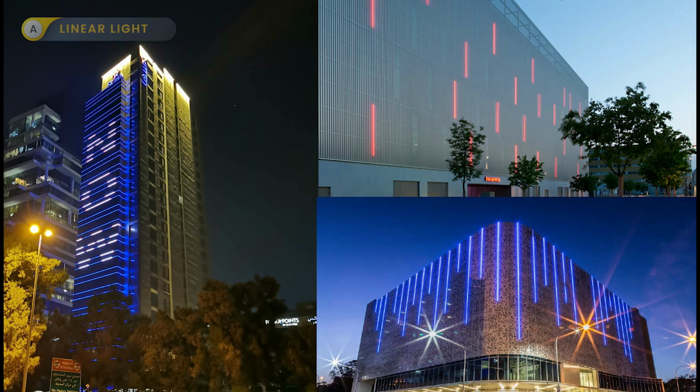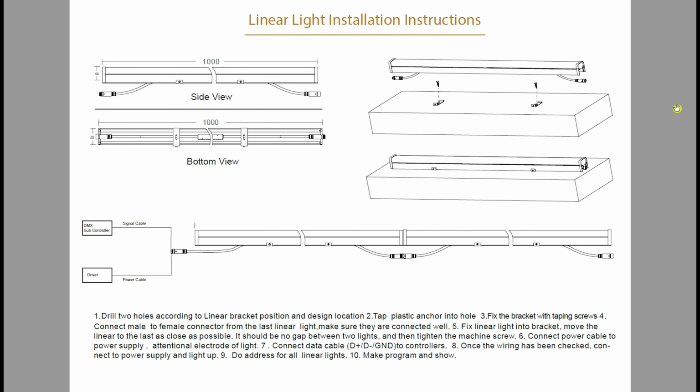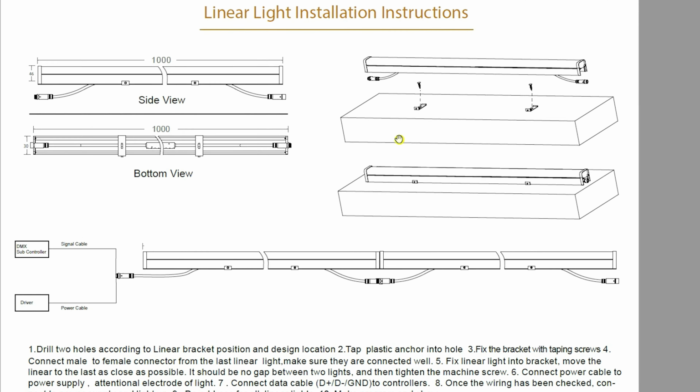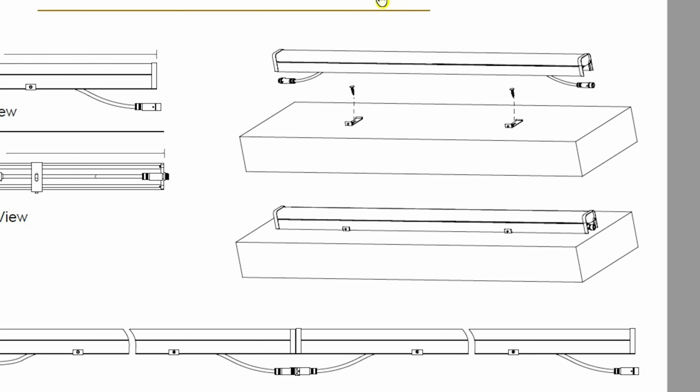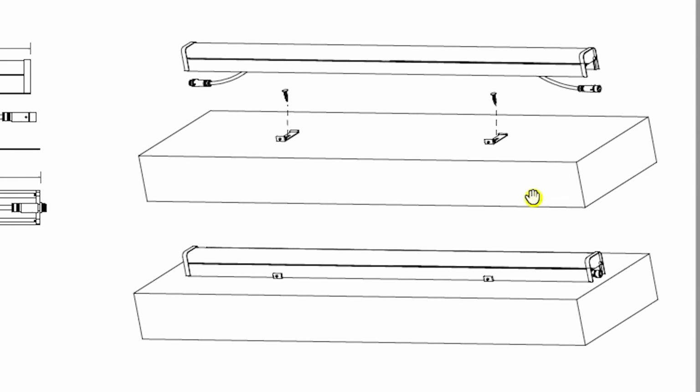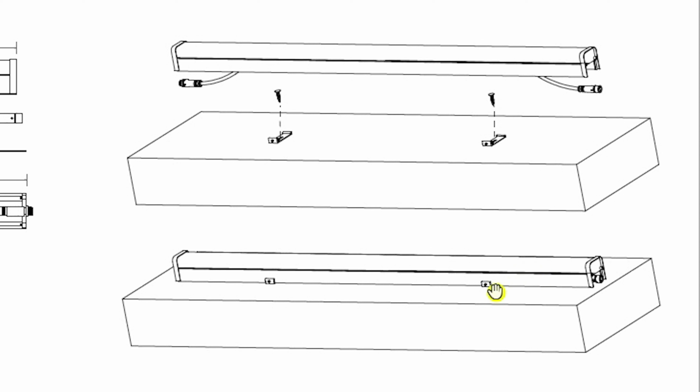So here we are now. This is a basic linear light installation instruction. Mainly linear lights have clips. You can see this is one clip, this is the bottom view, this is one clip and this is another clip.